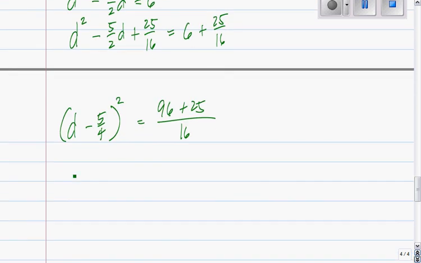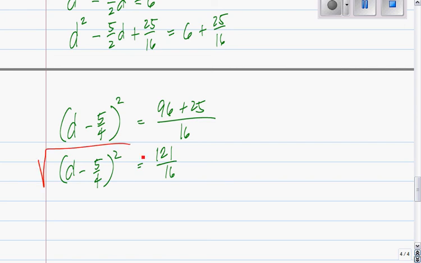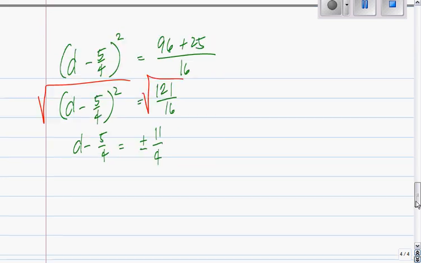Okay, let's simplify that before we get the square root of both sides. 5/4, I'm just going to copy that, bring that down. 96 plus 25 is 121 all over 16. Find the square root of both sides. You now have d minus 5/4 equals plus or minus 11 over 4.